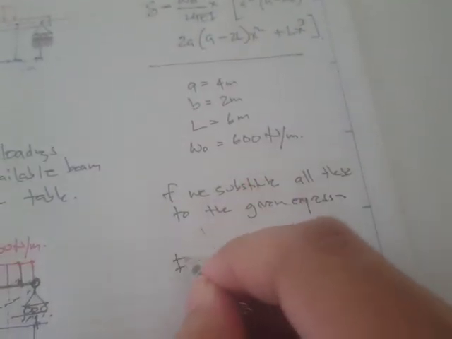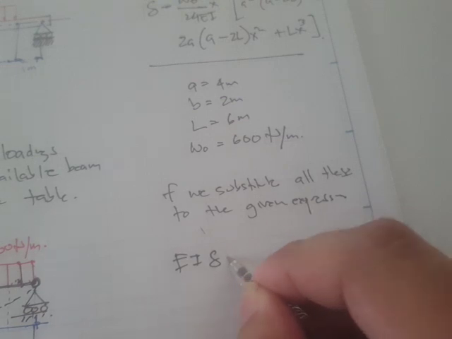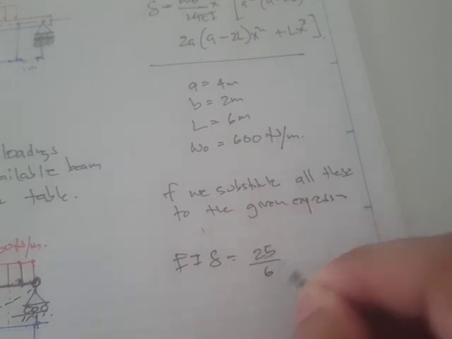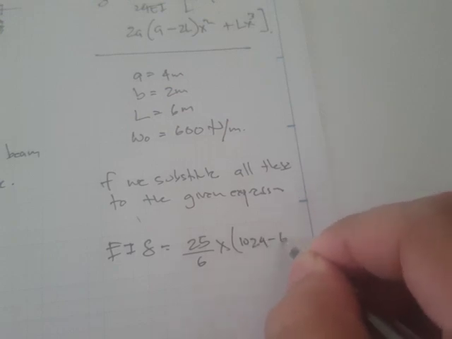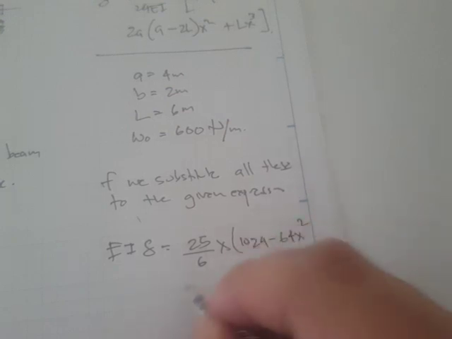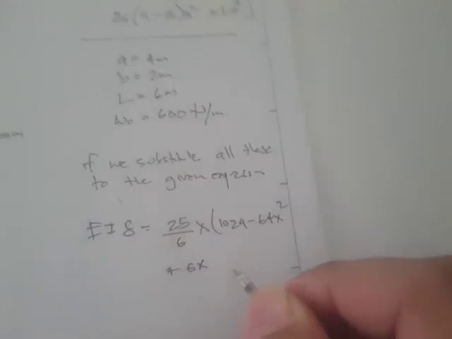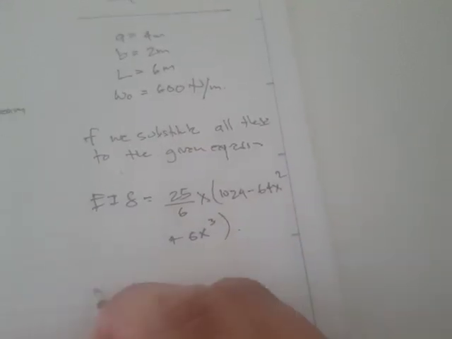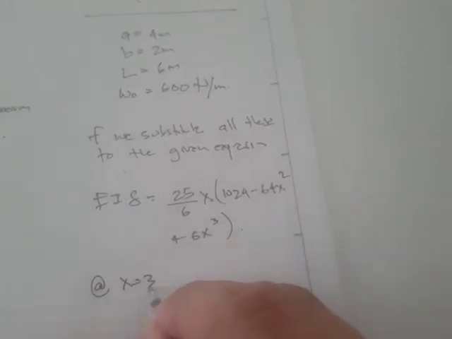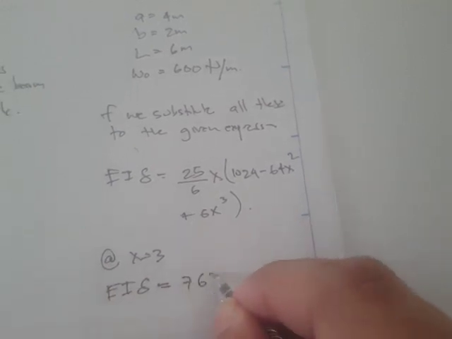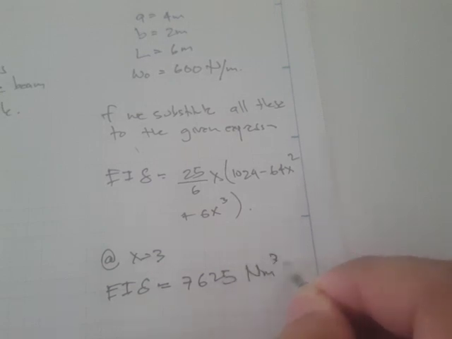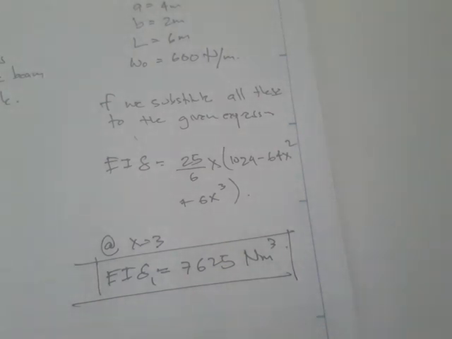we have this one, EI times this deflection is equal to 25/6x times 64x squared plus 6x cubed. Okay, and therefore at x is equal to 3, EI times the deflection is equal to 7,625 Newton per meter cube. Right? So that's it.